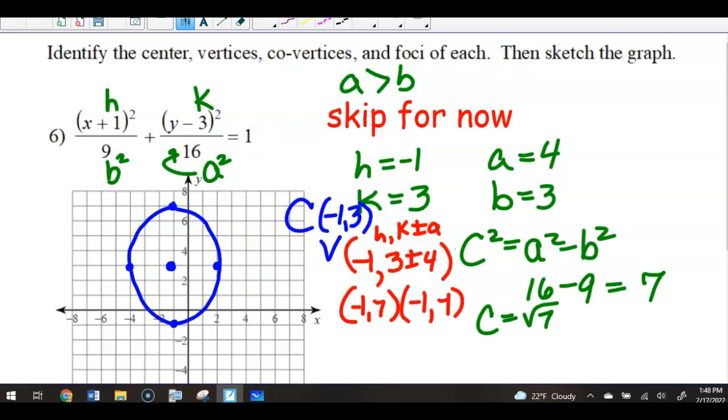All right, then we need the co-vertices out here on the end, and those are left and right. So the formulas for those are h plus or minus b, comma k.